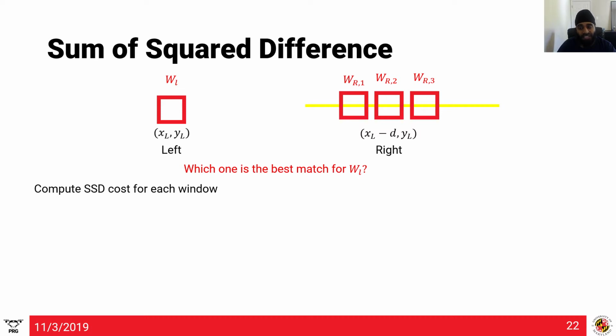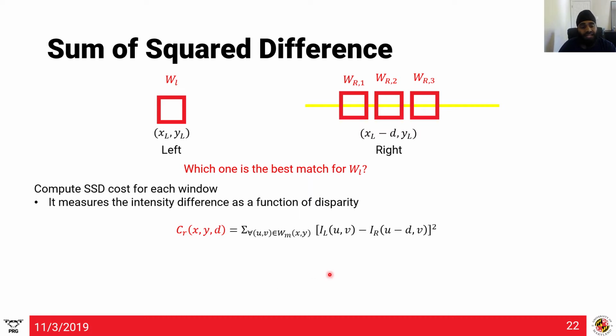What SSD does is it measures the intensity difference as a function of disparity. So your SSD cost function would look something like this. It takes the intensity values of this left window at each point, minus the intensity values of the current right window, which depends on the disparity and on u, v, and then squares the difference, doing it for each pixel. So this is computed between your left window and one possible right window. You are going to compute this for each right window with respect to this window, so you have a bunch of cost values.